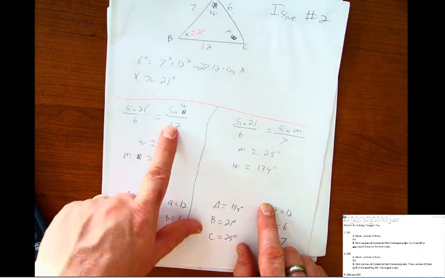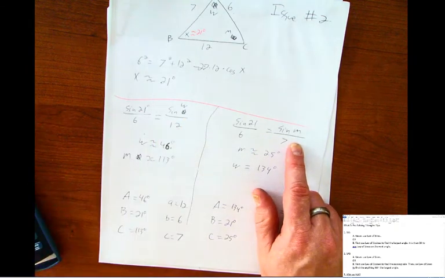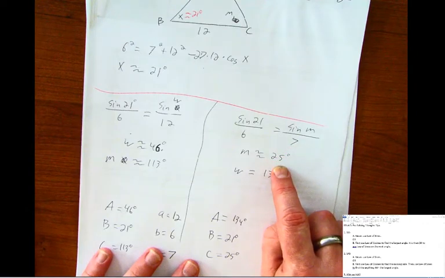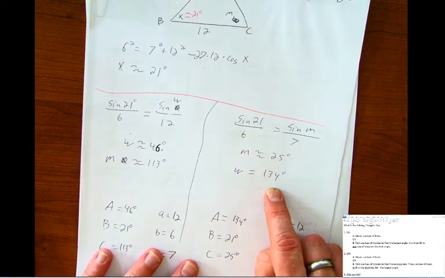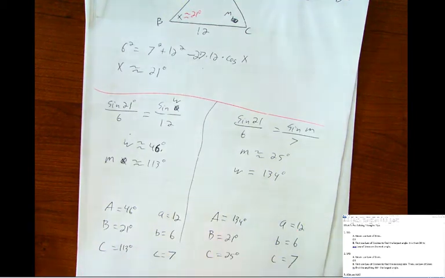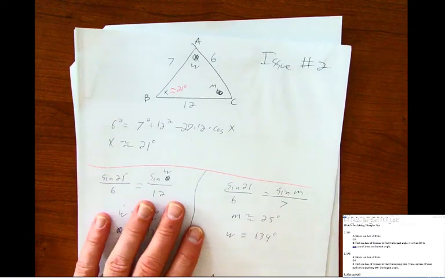Scenario 2: what if I don't go finding angle W first? What if I found angle M first? Well, when I worked that out, M ended up being 25 degrees, and W is 134 degrees. So I put 25 and 134 here, and I got these 2 different solutions. But wait, that doesn't make any sense. Why doesn't it make any sense?